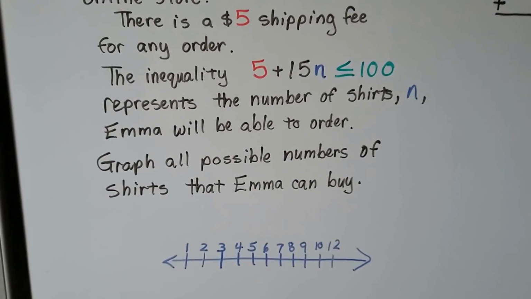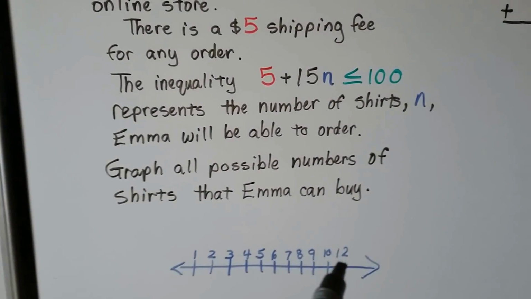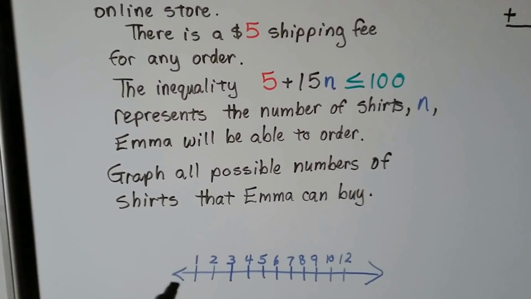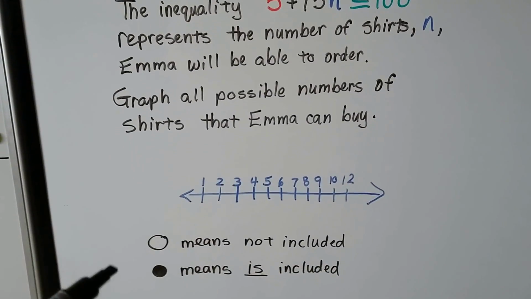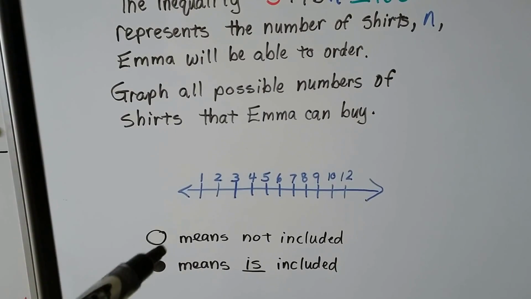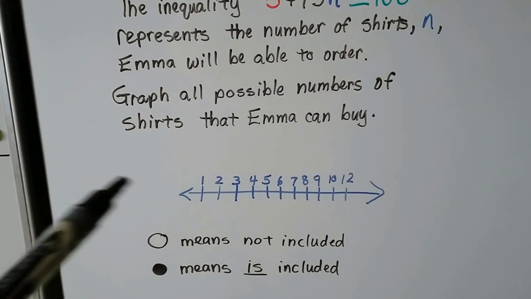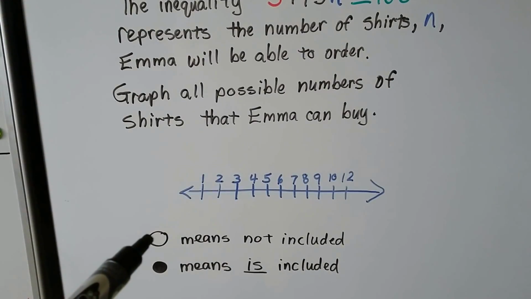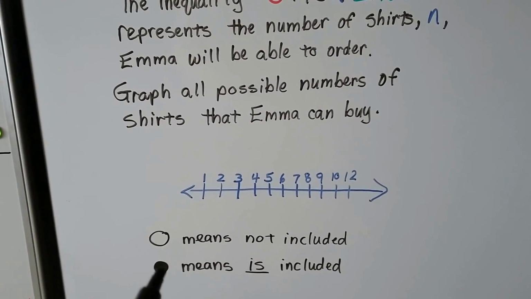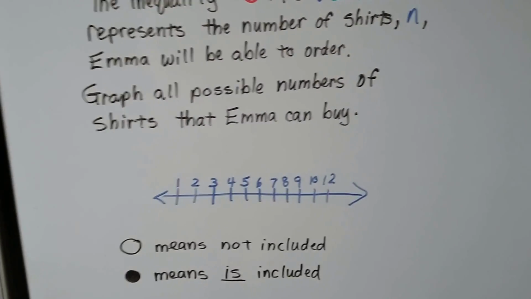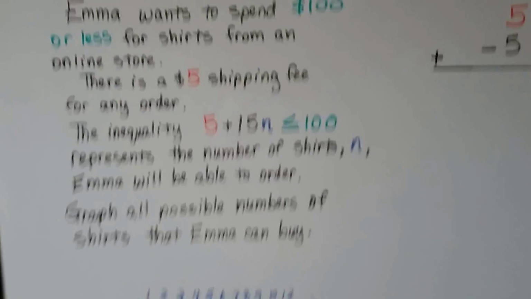Then we see that there's a number line down here, and it's going from 1 to 12. There's no 0 because she's not going to order 0 shirts. And remember, when we graph, we're going to use an arrow going in the direction showing all the amounts that she can order. If it's an open circle, that means that number is not included. If it's a closed circle, that means it is included. We talked about this in video 21D in the GED Math playlist.